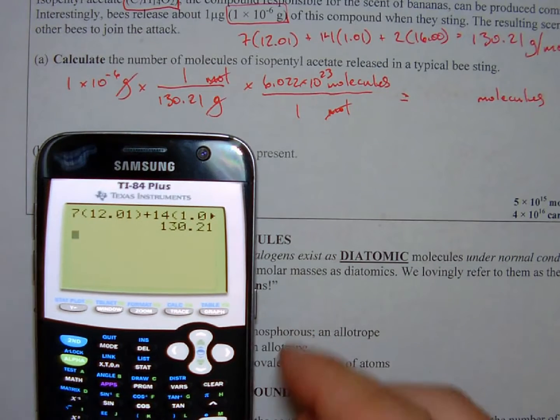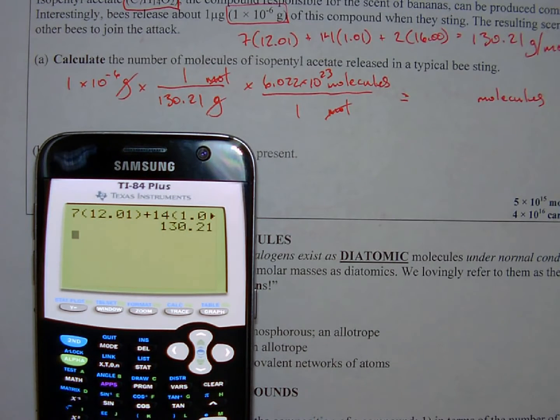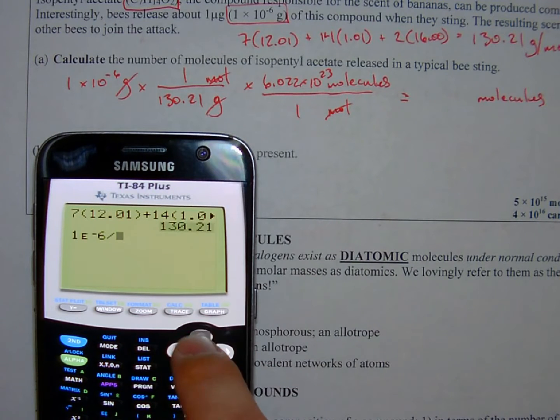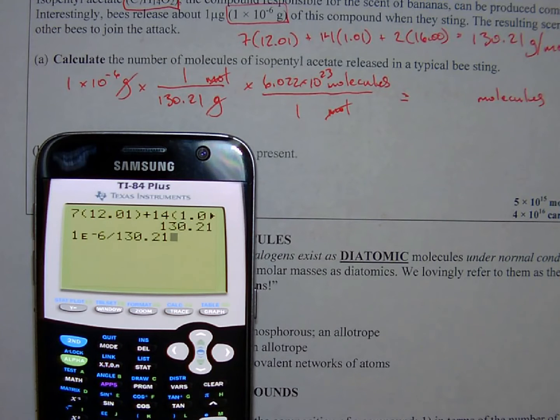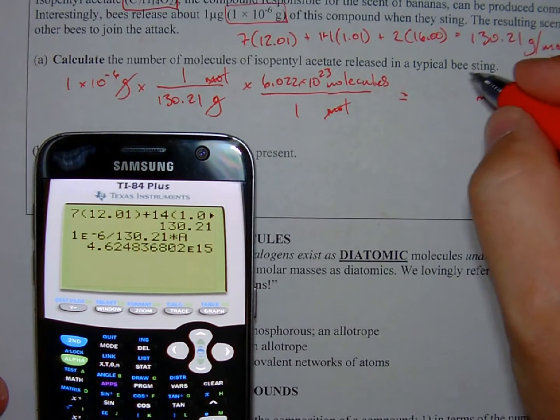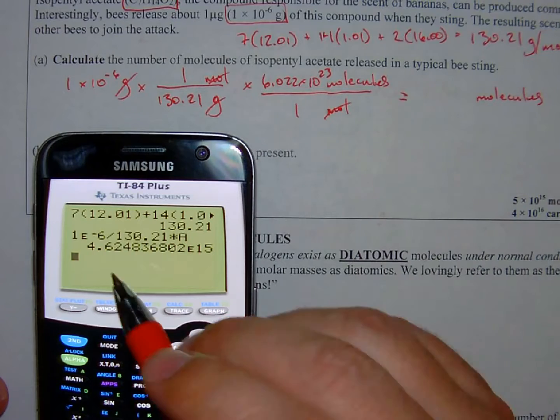So now let's do some calculator work. Alright, so 1 EE minus 6 divided by, you press the up arrow to pull that number down. So I pressed up arrow and then enter. Then I'm going to multiply by Avogadro's number, which remember, on this calculator I have stored as A. So I have, let's see, what is this? A whole bunch of calculator vomit here.